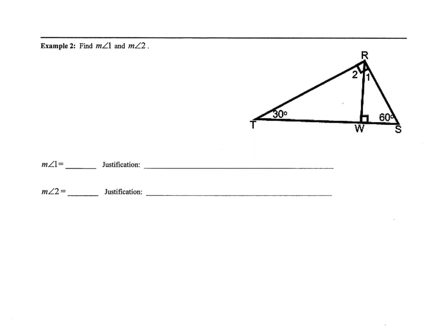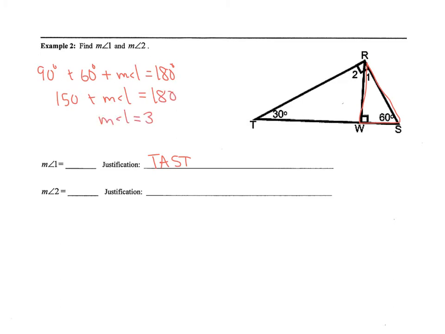Example 2 is another angle chasing problem. Let's look at angle 1 first of all in triangle RWS. By TAST, we know all three angles in a triangle add to 180 degrees. So we have 90 degrees plus 60 degrees plus the measure of angle 1 add up to 180 degrees. Simplifying the left side, we get 150 degrees plus measure of angle 1, and that equals 180 degrees. Subtract 150 degrees from both sides, and you get the measure of angle 1 is 30 degrees.